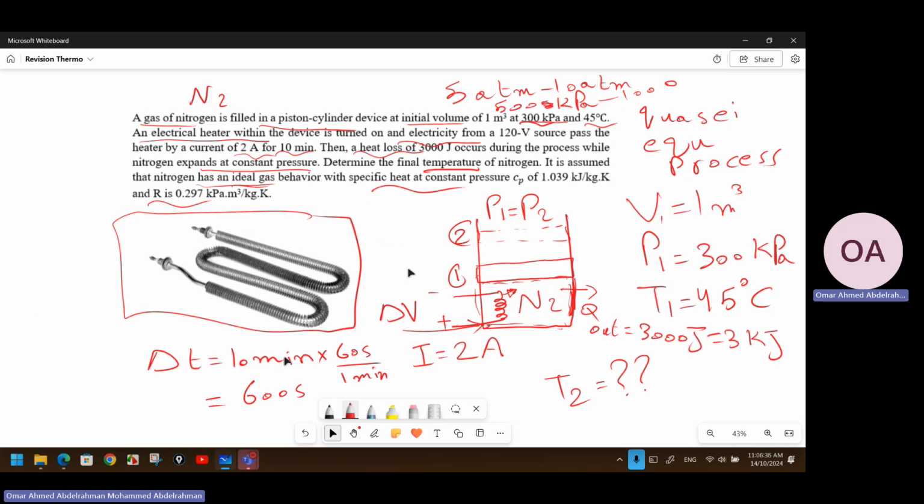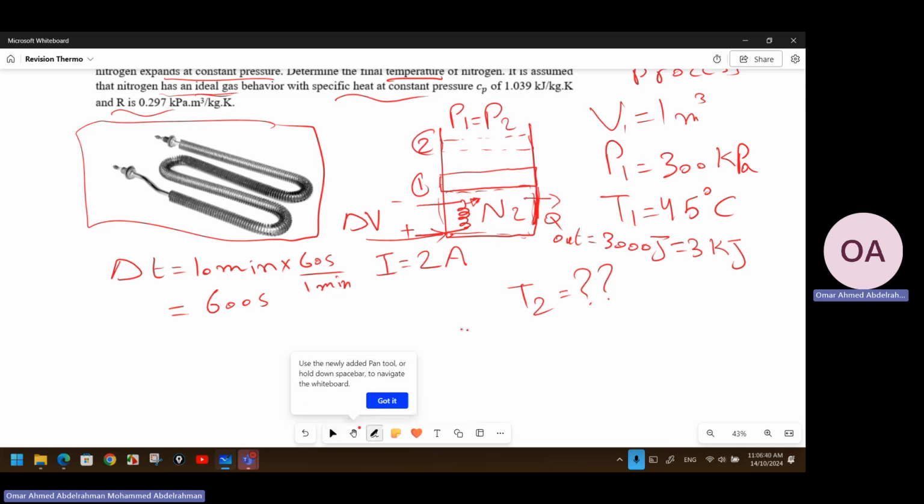I want to calculate the final temperature, T2. And he said that I have the assumption that it is an ideal gas. So the first thing I will think of is to use the ideal gas law. If it is state 2, I will use state 2 for the ideal gas law. So it is P2 V2 equal to m R T2, for example.